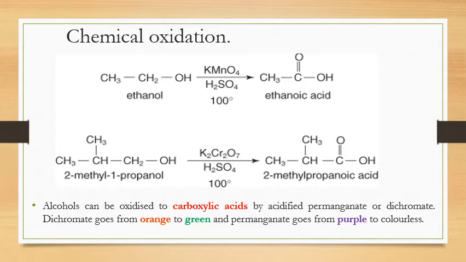Permanganate has a very strong purple color, dichromate a very strong orange color. So what happens when the reaction happens is not only are acids formed, but the dichromate ion goes from a nice intense orange color to green. And also, if you use permanganate, it goes from that nice intense purple color, which you're probably very familiar with, to a colorless solution.